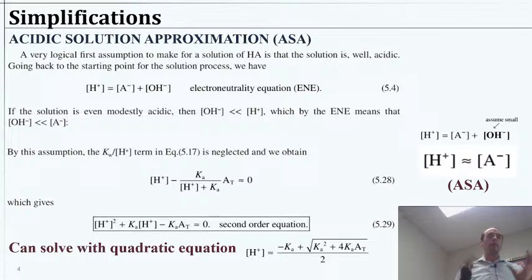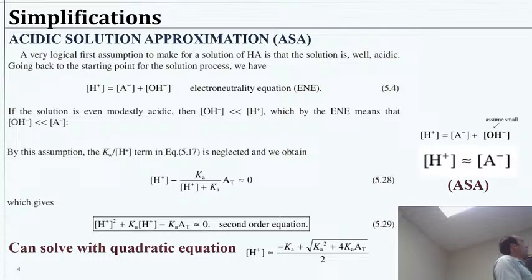Okay, so the acidic solution approximation, or ASA, it's kind of logical to say, okay, we're analyzing some acidic solution because we've got an acid that we're interested in. Well, it's probably acidic. And so at least for some certain concentrations of the acid, it will be acidic. And then we can make some assumptions. So with that in mind, typically our electroneutrality equation looks like this. H plus is equal to A minus plus OH minus for an acid HA.